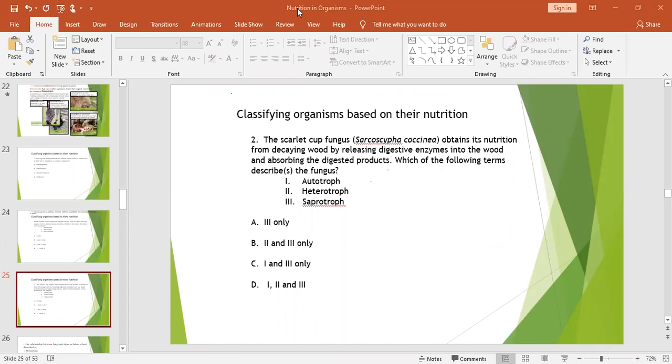Beatrice, can you suggest which one is the correct answer here? It's A. It is a saprotroph. Yes, that's what I think.